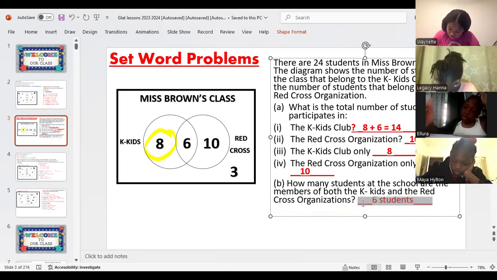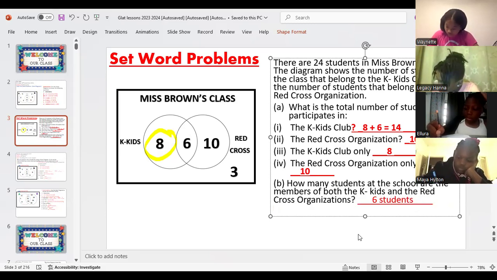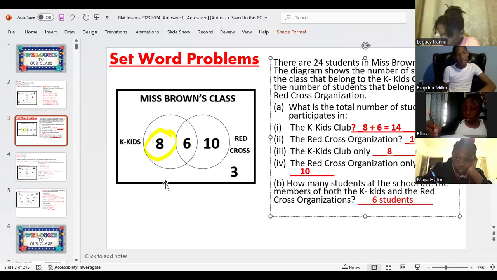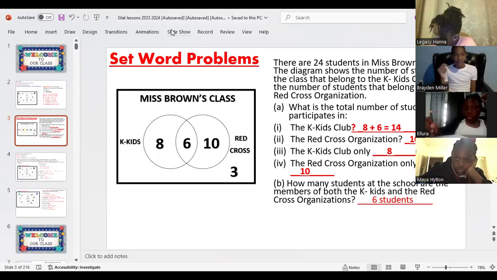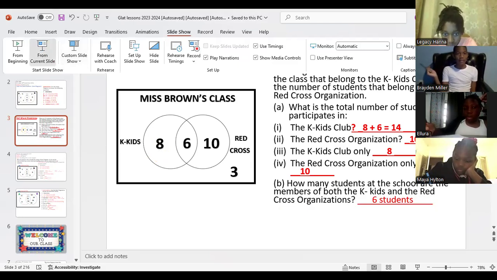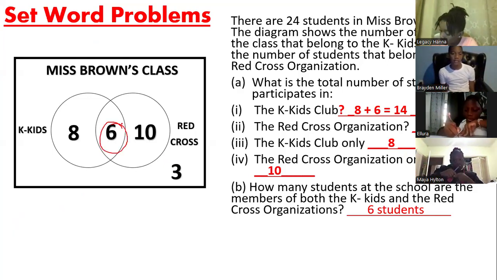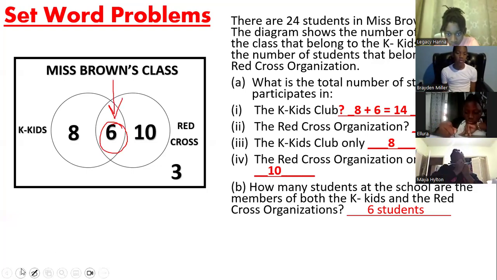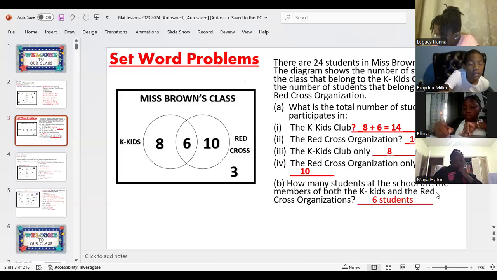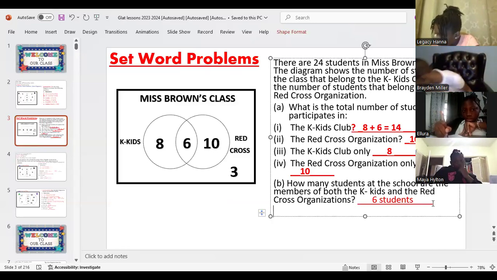How many students are members of both the Red Cross and K Kids? No. How many students are members of both the Red Cross and K Kids? No. The answer is what? 6. Very good. Okay, good. Brayden, how many students are members of both the Red Cross and K Kids? 6. Good. So move on to part C.